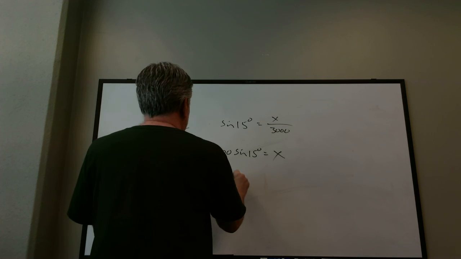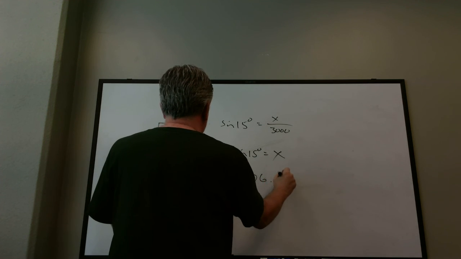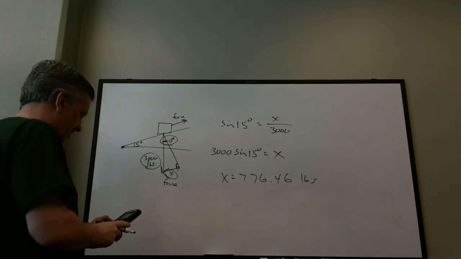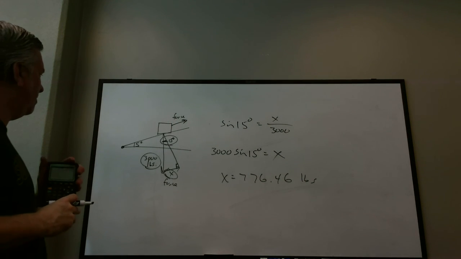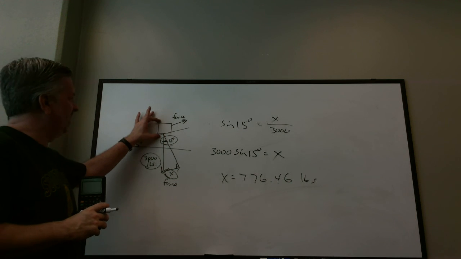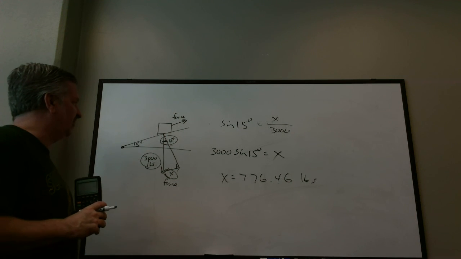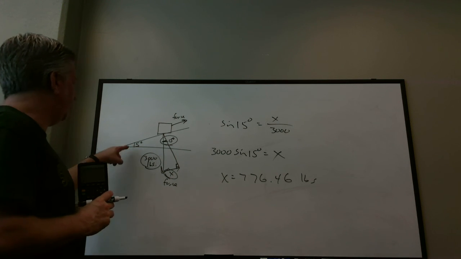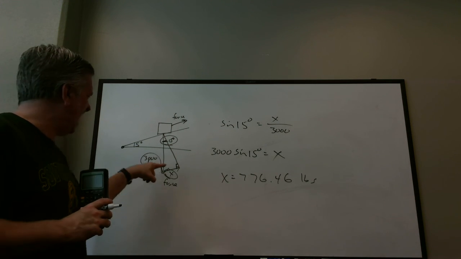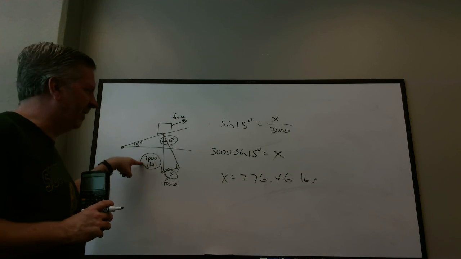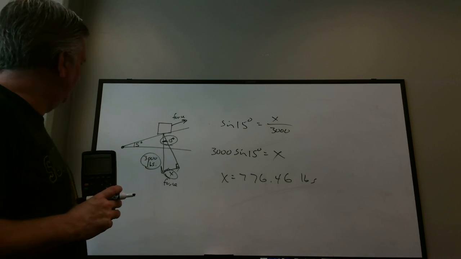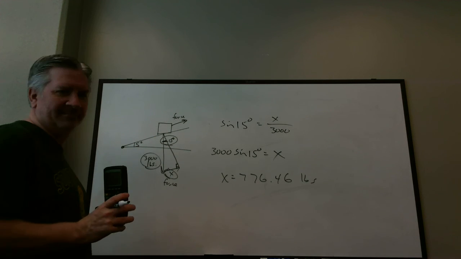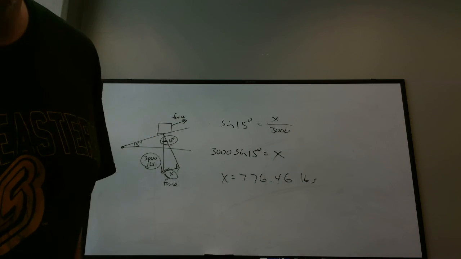I got x is 776.46 pounds if you go to two places. So to keep that 3,000 pound car from sliding down the hill, you need almost 800 pounds of force to do it. 15 degrees is pretty steep. You think, geez, that's kind of high, you know, compared to that. It's about a fourth of the weight of the car you need to keep from sliding. A 15 degree grade is pretty steep.